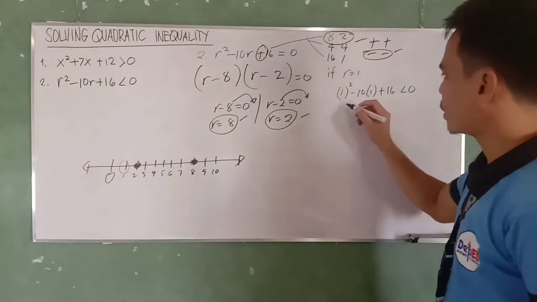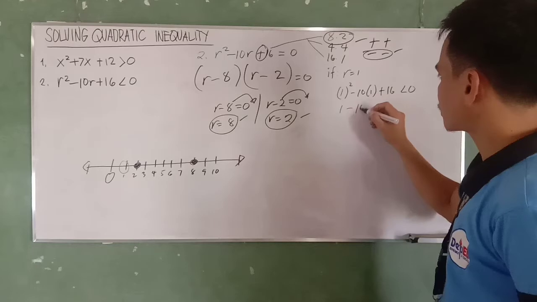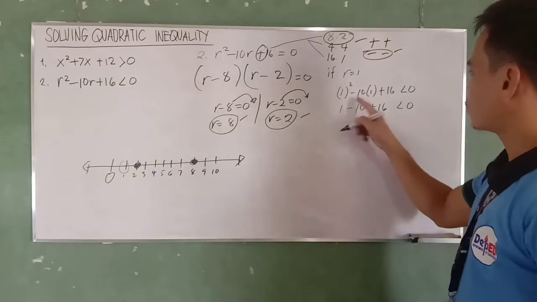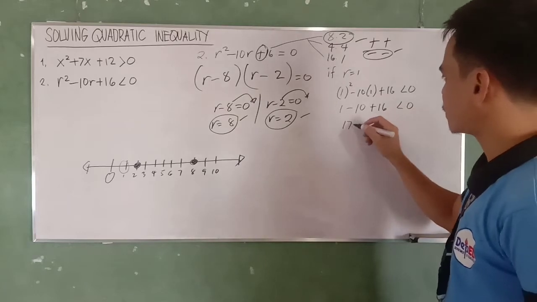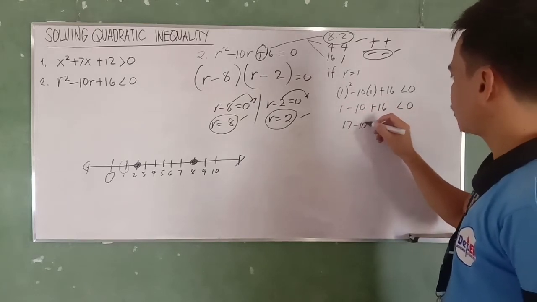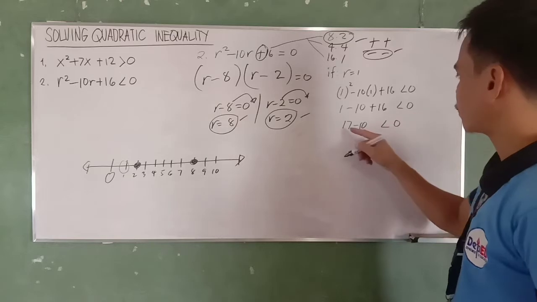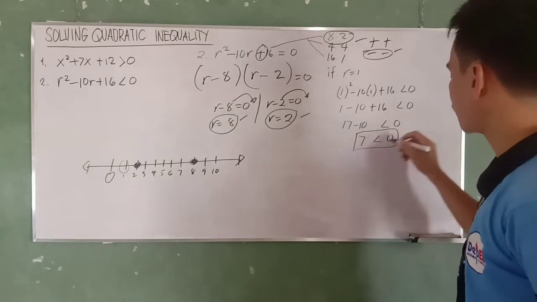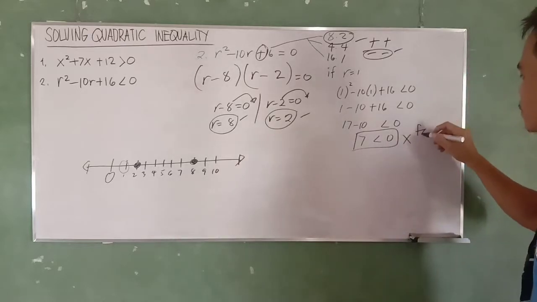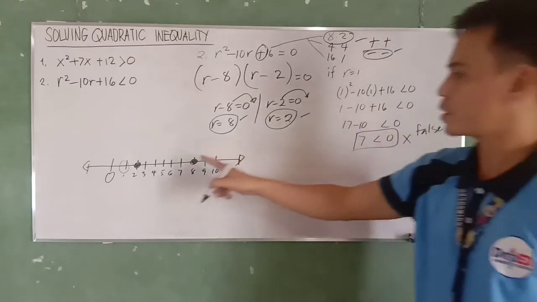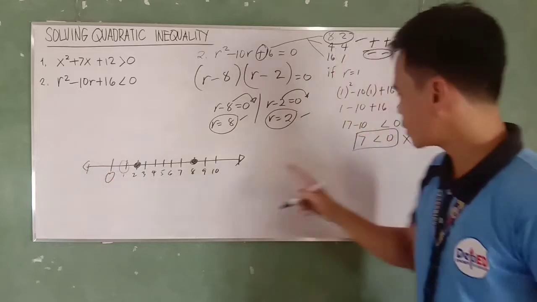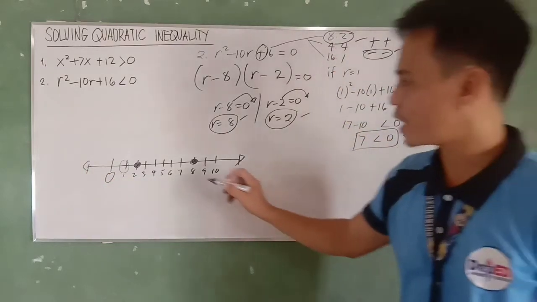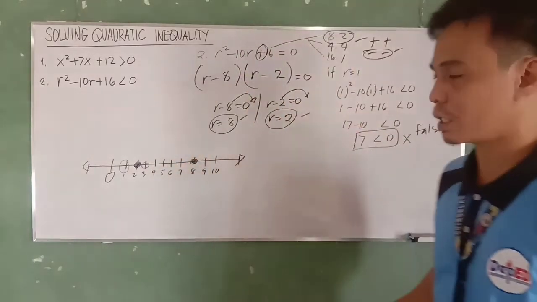So performing, we have 1 squared is 1 minus 10 plus 16 is less than 0. So combining the same sign, 1 plus 16 is 17, minus 10 is 7, 7 is less than 0. So therefore, this is false. Positive 1 is not a solution. Kasi hindi naman totoo na 7 is less than 0. Okay? So let's try positive 3.